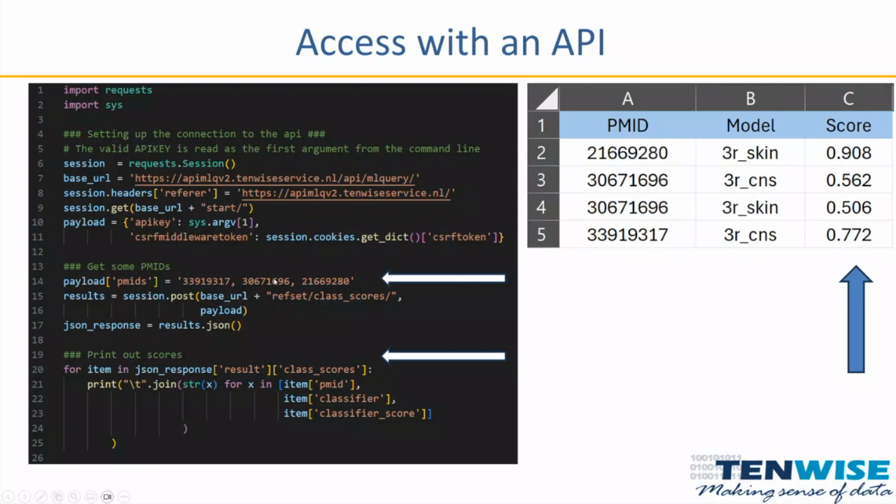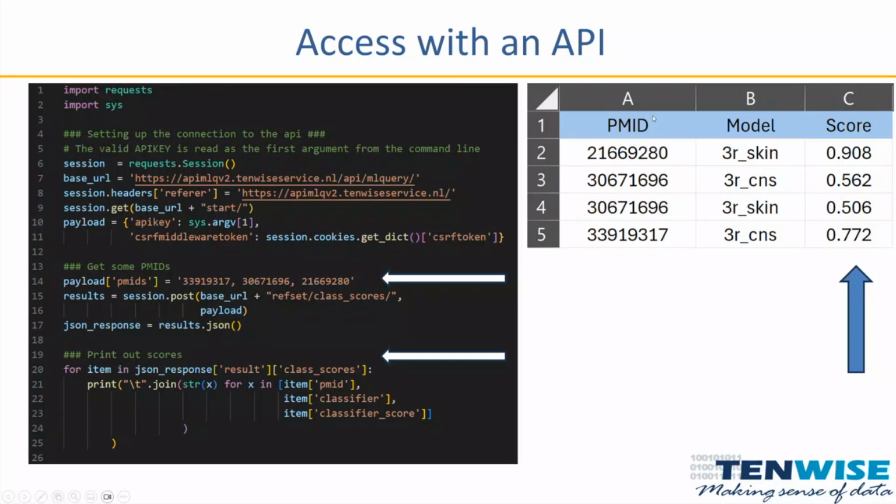These PubMed identifiers are 7 or 8 digit numbers, and you just say to the script, I want to have the prediction for these papers, and you send this message to our servers. What you get back is the PubMed identifiers, the classifier that we use to classify the abstract, and the score that is associated with it. So it's a very simple output.